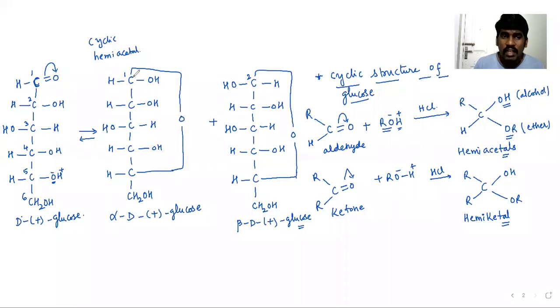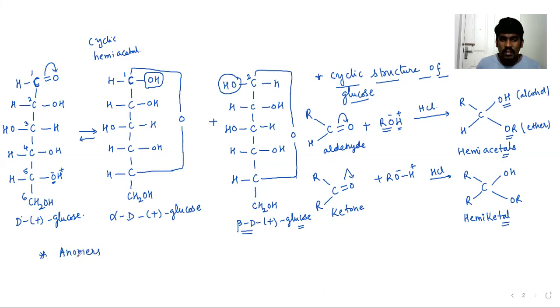And if you observe at carbon number 1, if the OH group is on the right hand side, then it is alpha D-glucose. At carbon number 1, if the OH group is on the left hand side, then it is said to be beta D-glucose. So they show a difference in the configuration at C1, right? Such isomers are said to be anomers.